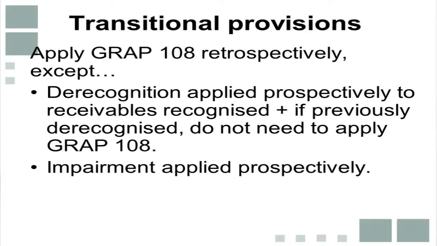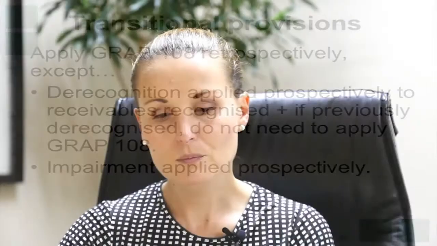The other one is impairment. Impairment is an at-a-date assessment, so you can't apply impairment generally retrospectively. So you would need to, again, look at your receivables balances at specific dates and just go forward.